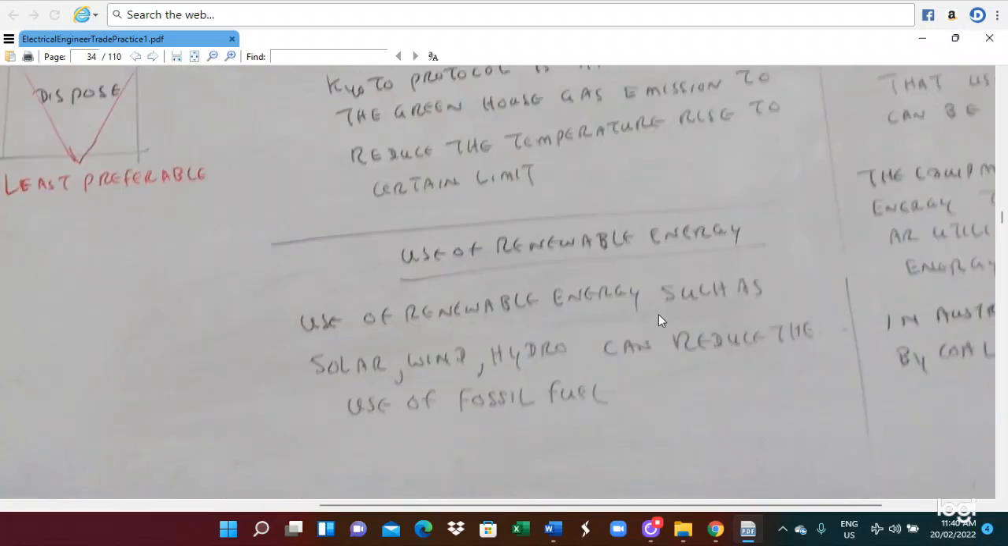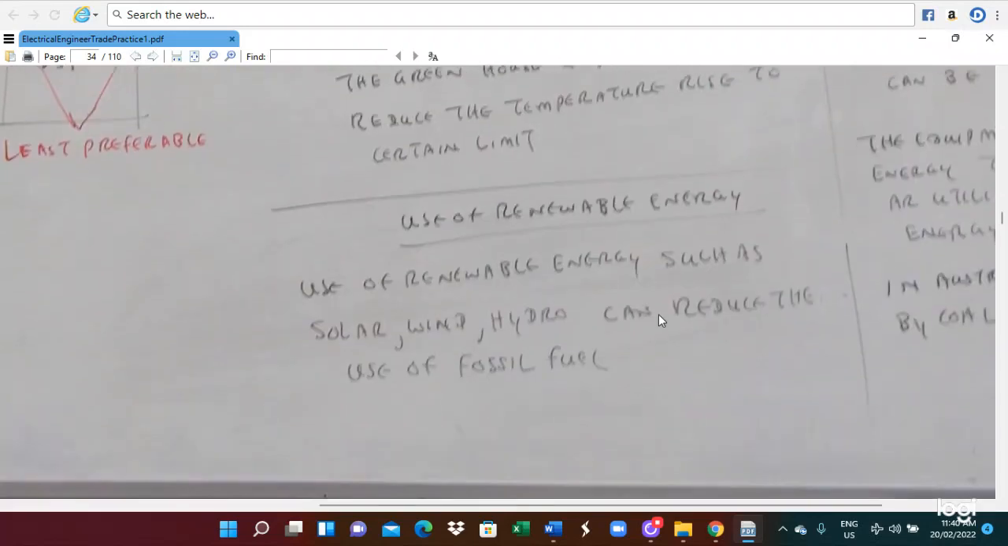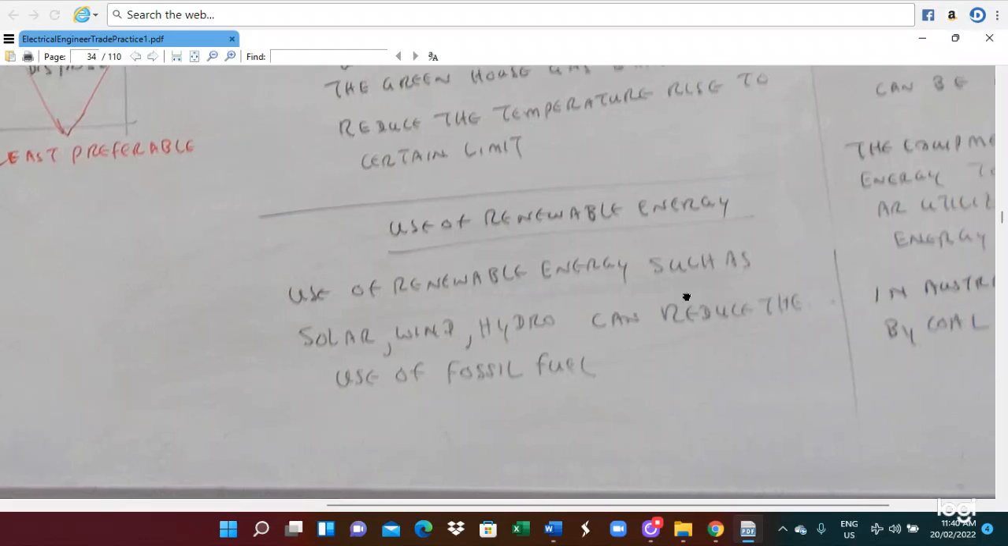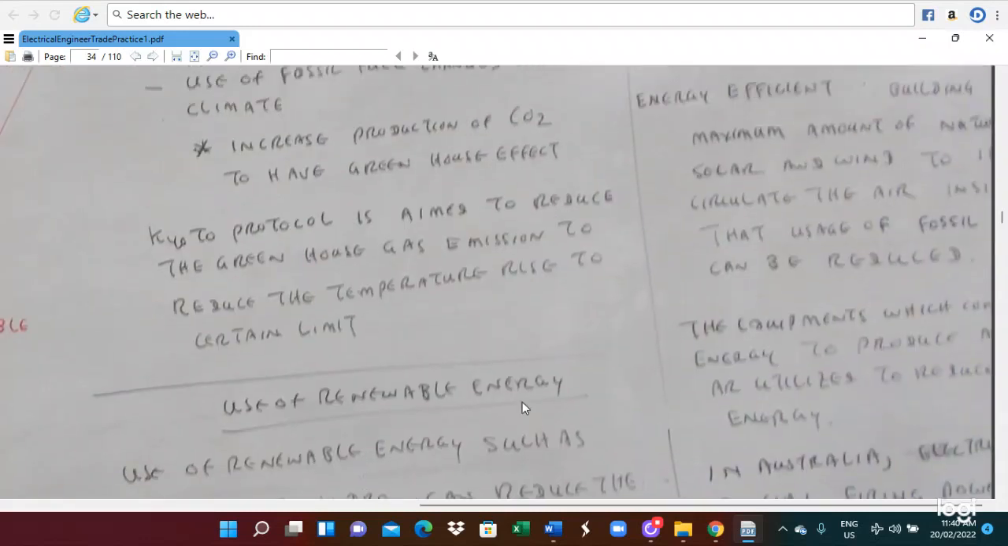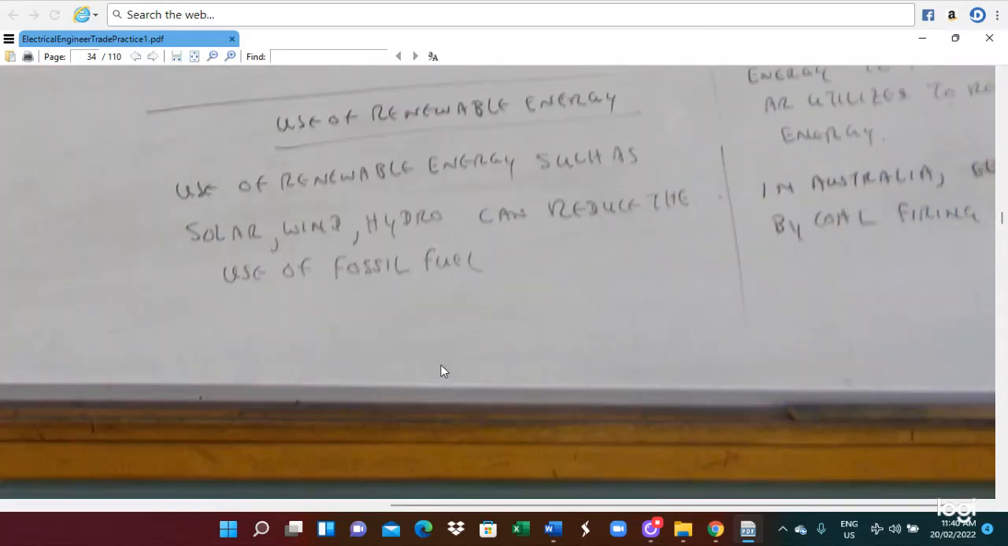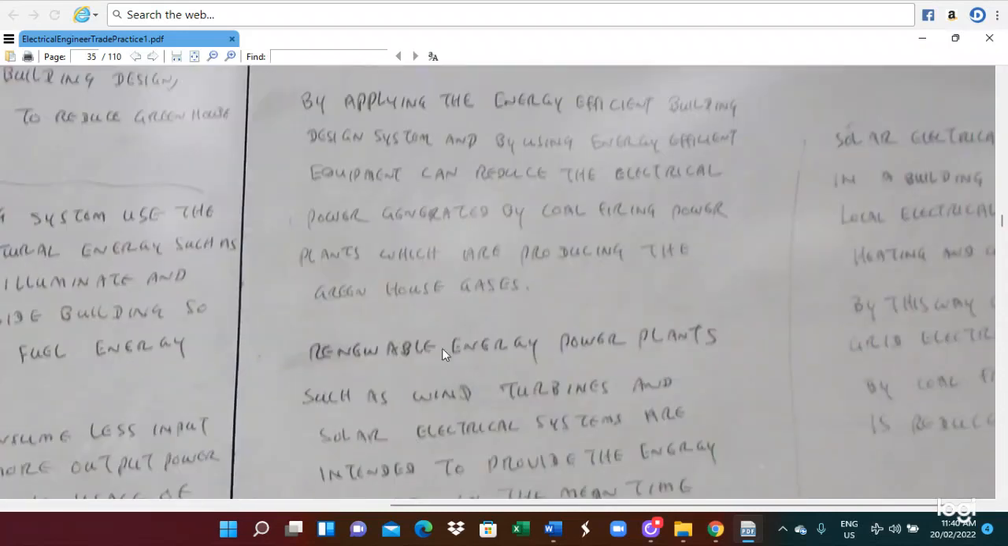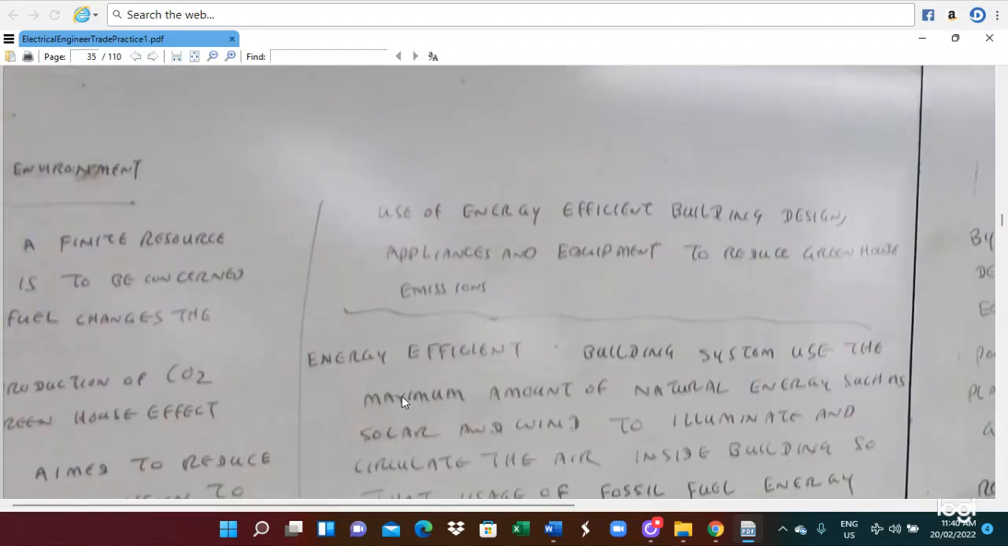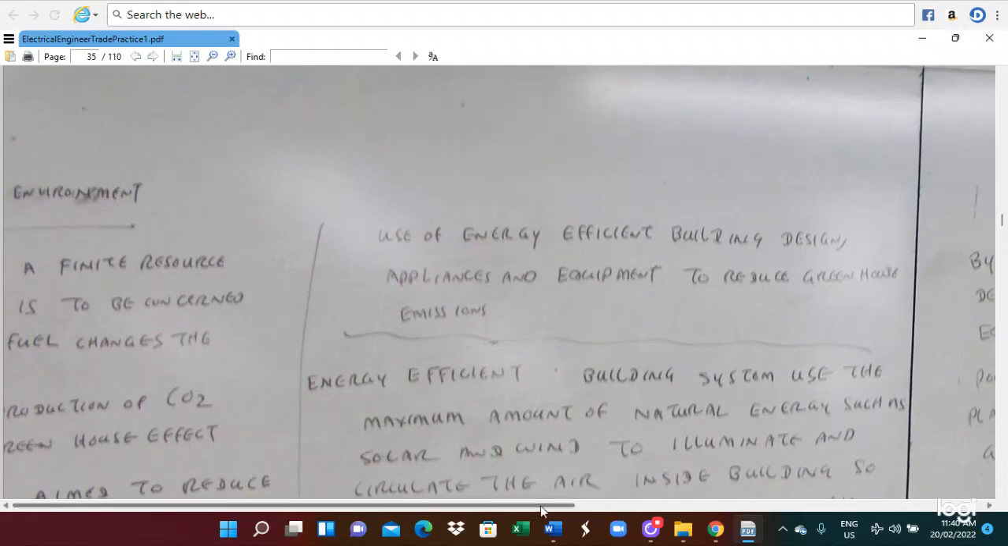In this case, we are using renewable energy. Use of renewable energy such as solar, wind, and hydro can reduce the use of fossil fuel. So this is what is important. Another thing is that we also have to utilize energy efficient devices, such as an energy efficient building system.